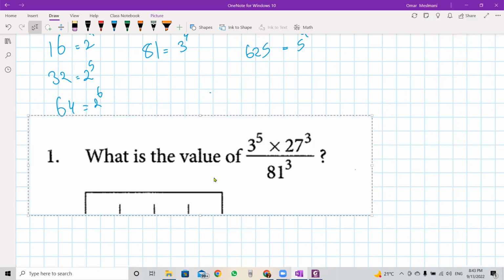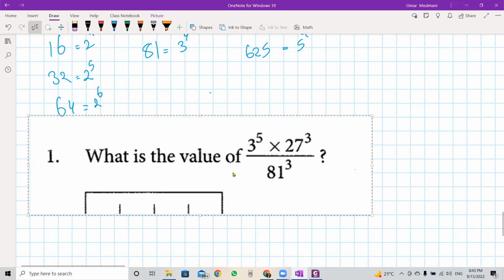3 to the power of 5, you leave it, times 27 to the power of 3. You change the 27 to 3 to the power of 3, and then multiply the 3 by the outside 3, which gives 3 to the power of 9. And then you divide it by 81 to the power of 3, but that doesn't work, so you have to change 81 to the power of 3 to 3 to the power of 12, because 3 to the power of 4 is 81, and you multiply the 4 by the 3, which is 3 to the power of 12.